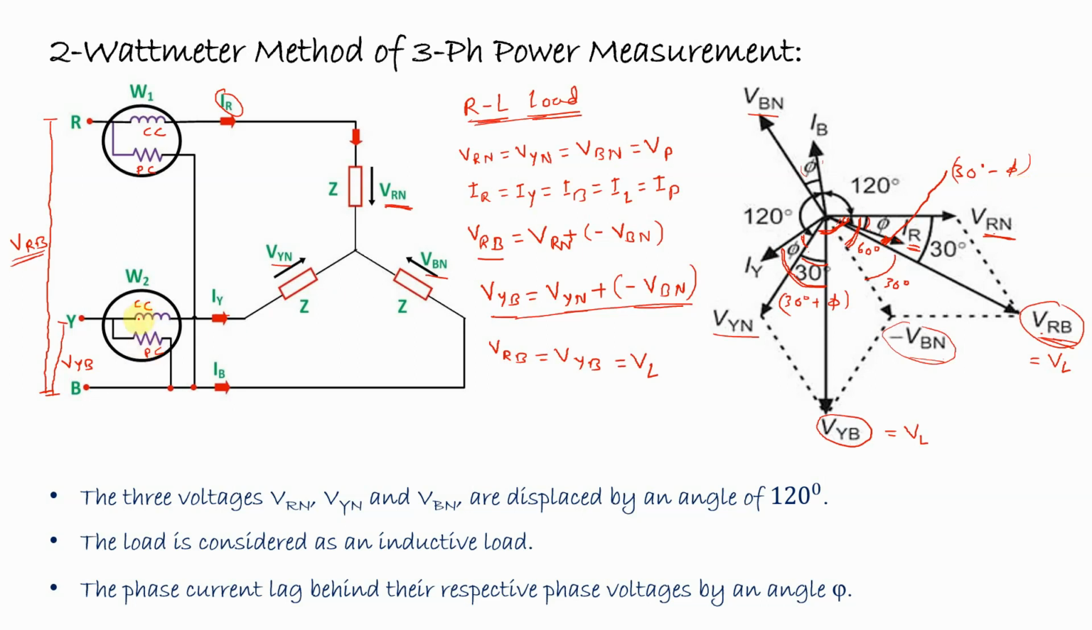Similarly, in the case of the second wattmeter, the current flowing through the current coil is IY, and the potential difference across the pressure coil of the second wattmeter is VYB. So the angle between IY and VYB is equal to 30 plus phi.